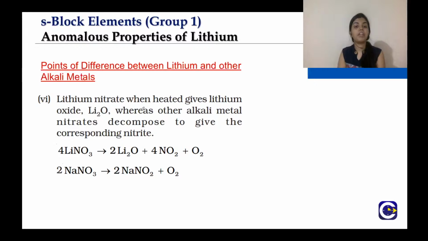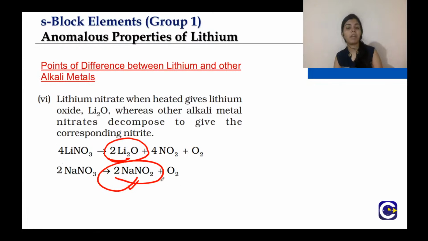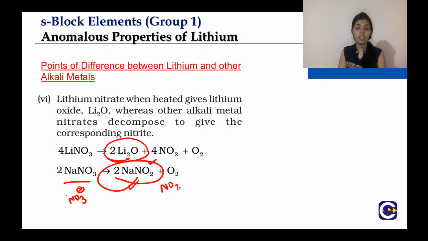Now, lithium nitrate on decomposition gives lithium oxide, whereas other alkali metals, if you will see, give corresponding nitrites. Sodium nitrate will yield you sodium nitrite. Similarly, potassium nitrate will yield you potassium nitrite. So, NO3 minus is nitrate and NO2 minus is known as nitrite. So, lithium nitrate on decomposition will yield you oxide, while other metal nitrates will yield you nitrite. Okay, this is another point of difference between lithium and alkali metals.